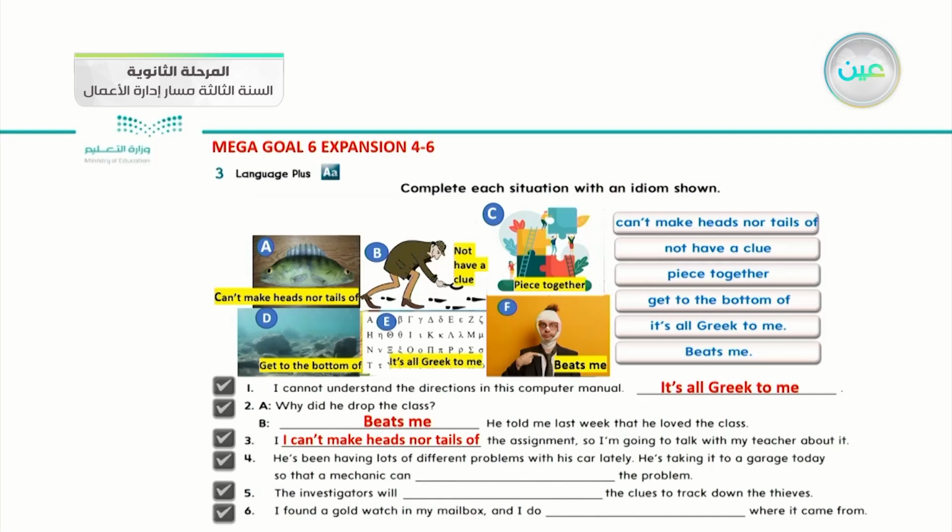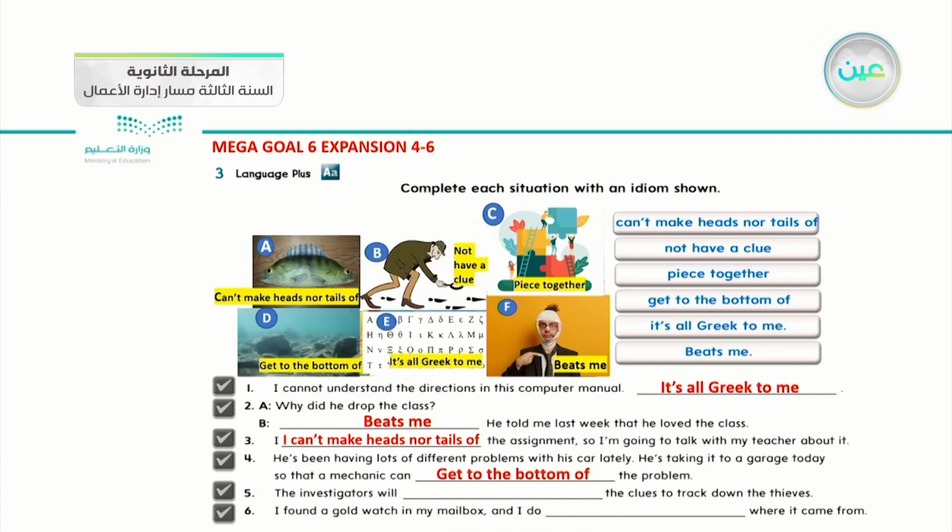Number 4, he has been having lots of different problems with his car lately. He is taking it to the garage today so that a mechanic can get to the bottom of the problem. What do you think the mechanic will do? So the mechanic, he will do what? Get to the bottom of the problem. I think this is suitable for that sentence, which means that he should find the problem and try to solve it.